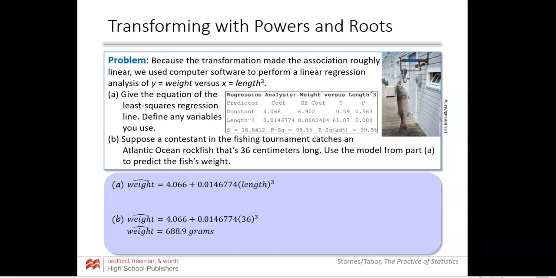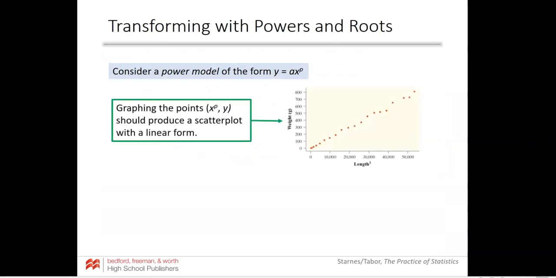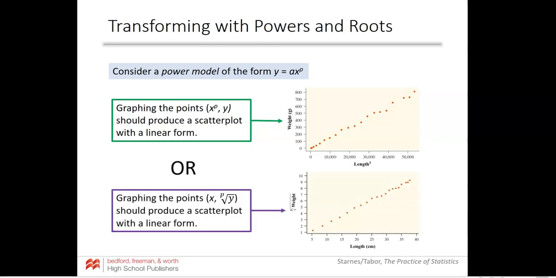So that one's pretty straightforward, and they did it for us, which was nice. Again, it should produce a scatter plot with linear form. You can see that this scatter plot is somewhat linear, and that's why that worked. Linear regression only works when it's linear. We could have done it this way.